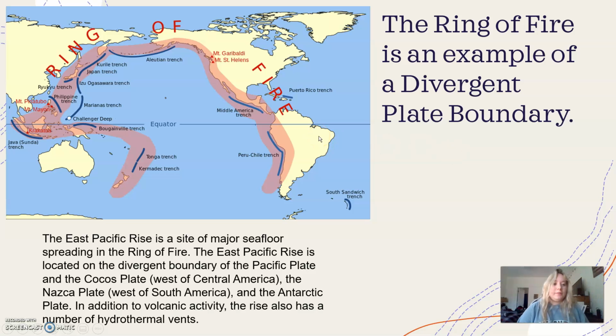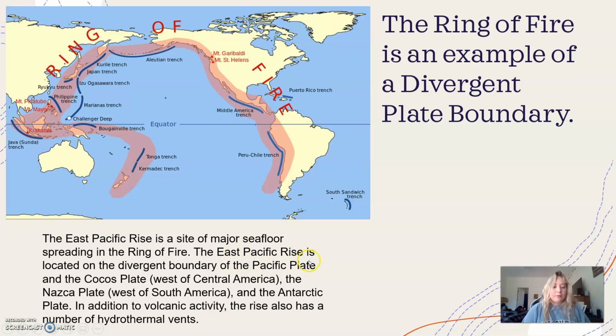Here is a picture of the Ring of Fire. The Ring of Fire is an example of a divergent plate boundary. The East Pacific Rise is part of the Ring of Fire. It is a site of major seafloor spreading.